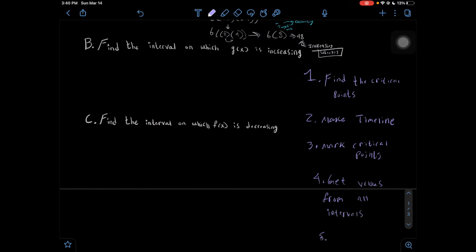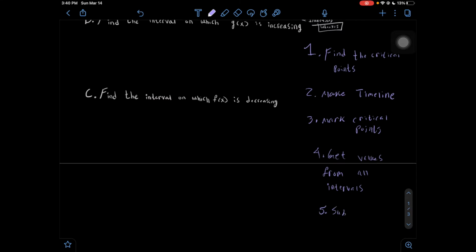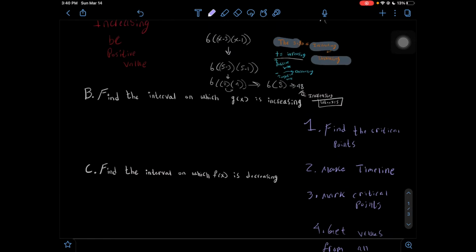Step 5 is to substitute the values into the derivative. Okay, so let's go ahead and start B first and then go ahead to C.